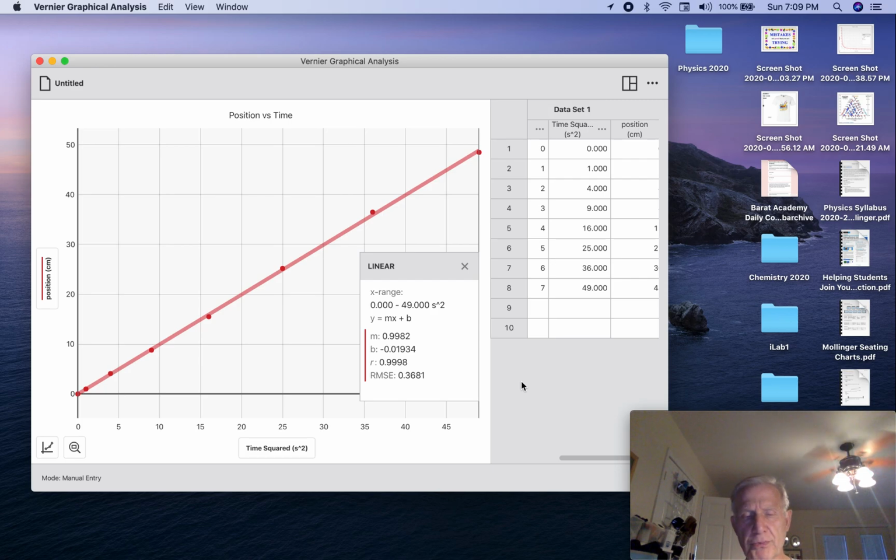So hopefully that's a good review of how to use Graphical Analysis, and also how to take a nonlinear function and make it linear. Okay?